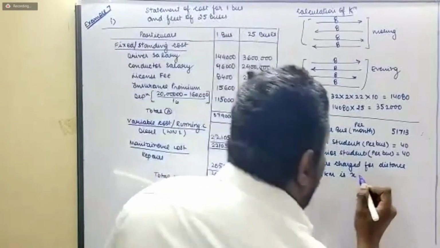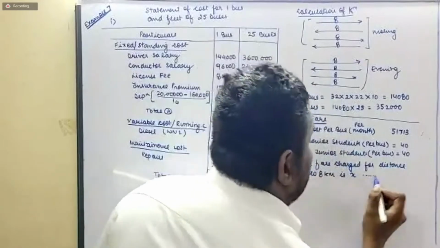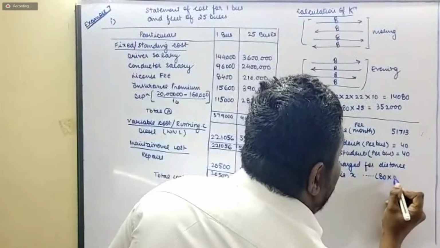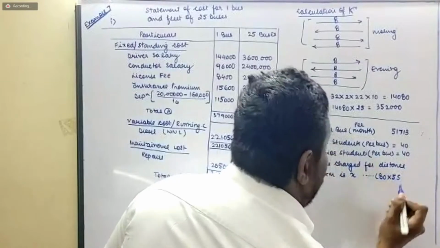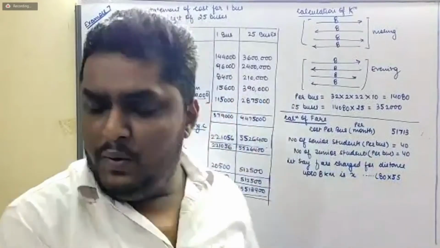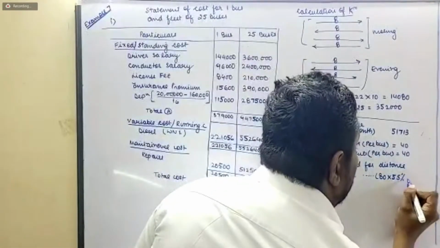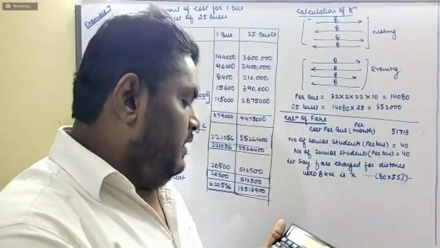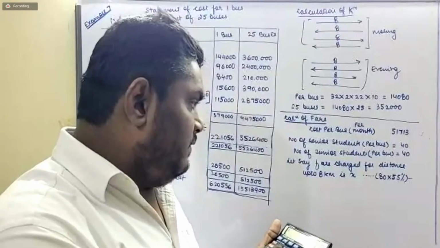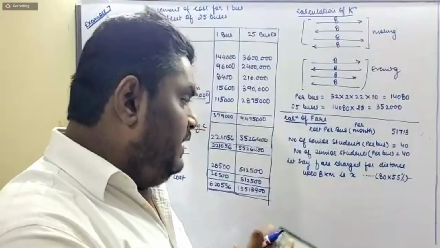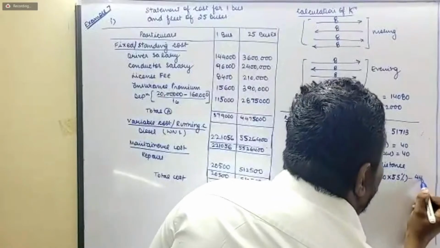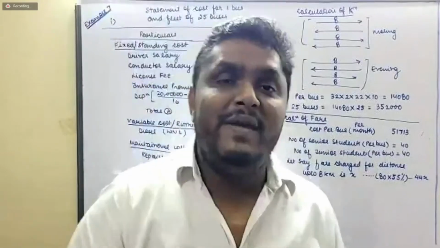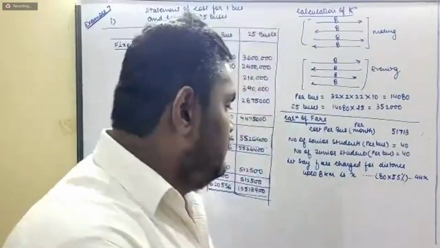So how much will be the number of students? Very simple, guys. The total students are 80 into 55% students are traveling up to 8 kilometers. So how much will be the number of students and the fare thereof? That is 80 into 55% into X. So this will be 44X for the number of students.